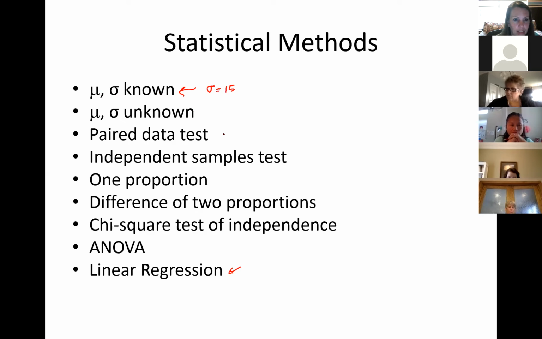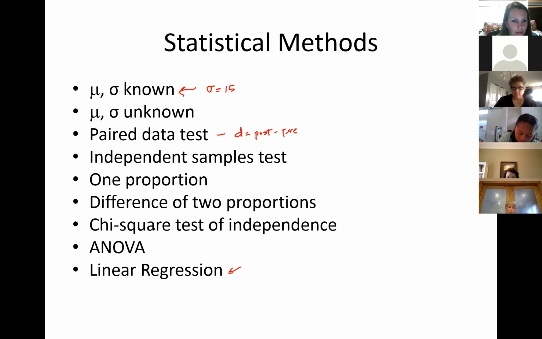The paired data test and the independent samples test, these two are tricky to tell between, I think. Oftentimes they will tell you how they took the differences in the paired data test. So they might say, D equals post-test minus pre-test or something like that. So that can be an indication that it's the paired data versus the independent samples.